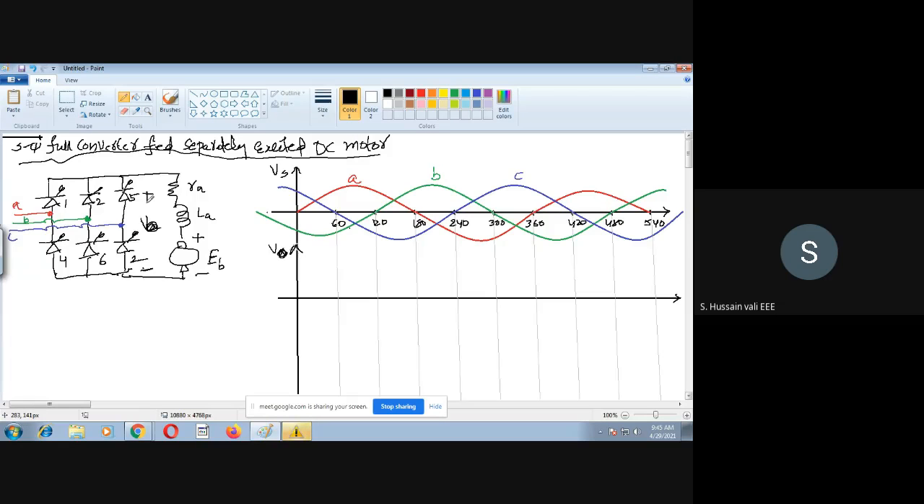To avoid this confusion, the phase sequence is ABC. ABC is the phase sequence. So V naught is the output voltage, and we will draw the waveform for the output voltage.